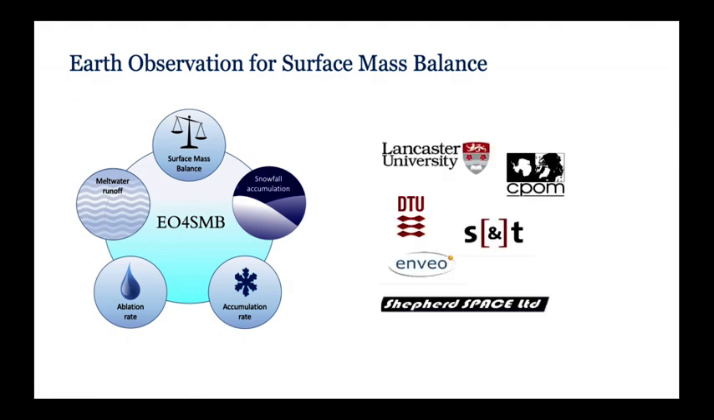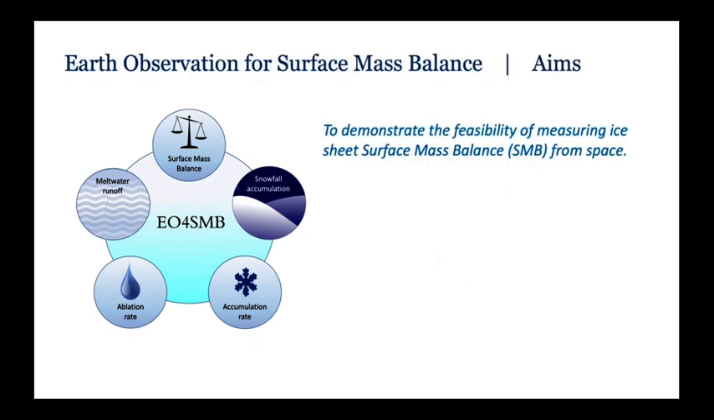The project itself brings together a consortium led by Lancaster University and the UK Centre for Polar Observation and Modelling, with partners DTU Space, S&T, MVO, and also Shepherd Space. So the overarching aim of EO for SMB is really to try and demonstrate the feasibility of measuring ice sheet surface mass balance, or SMB, from space or from satellites.